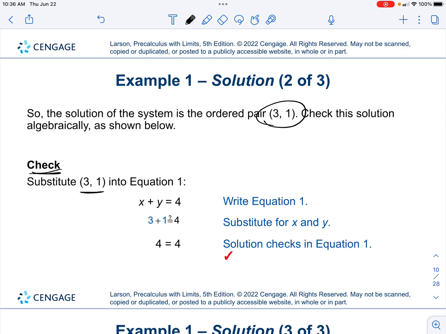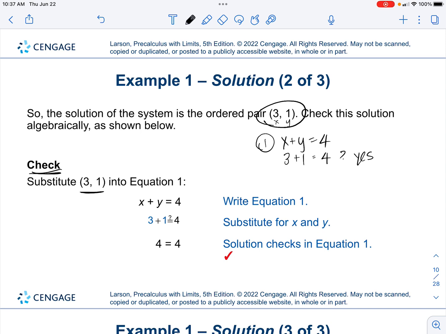I'm going to do it. So equation number 1 is x plus y equals 4. I would plug in x is 3 and y is 1. And then the question is, does that work? Yes, that works. So far, this solution looks like it will work.